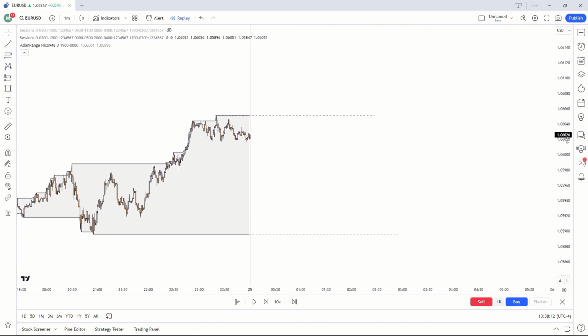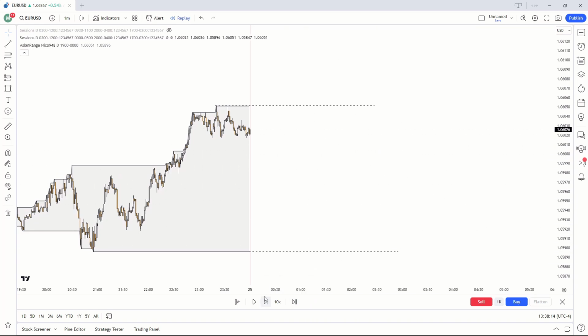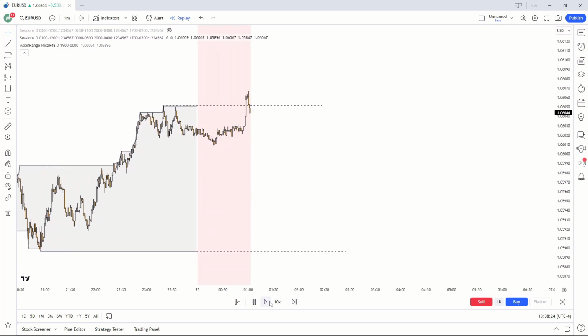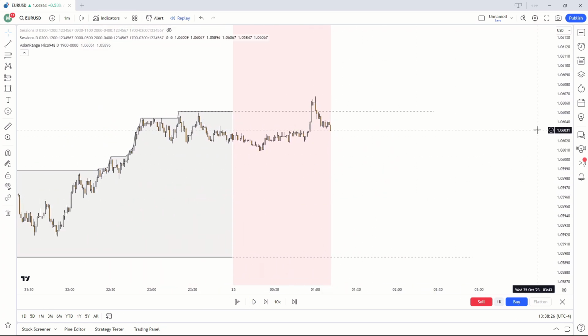So now I'm going to see which direction market takes liquidity. And if we take the Asian lows, we are looking for buys. If we take the Asian highs, we are looking for sells. So play out market. There we go. You can see market does take out the Asian highs.